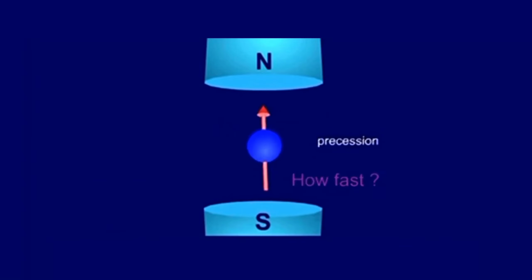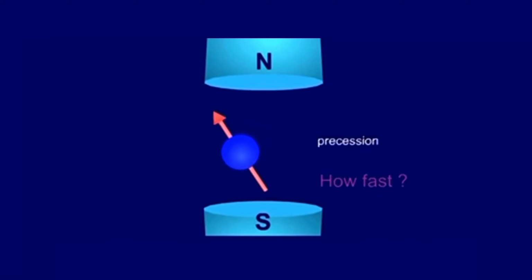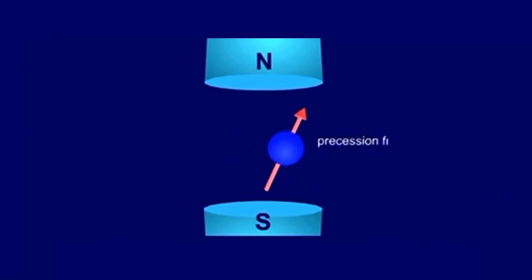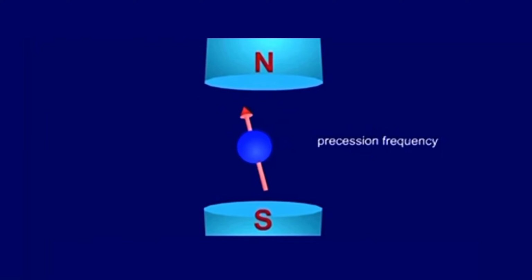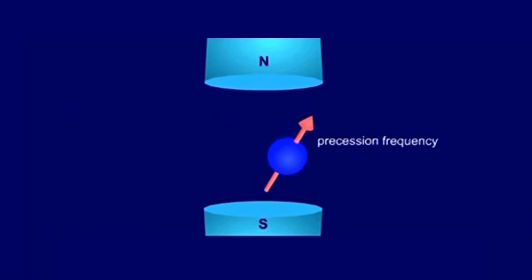For reasons we will learn later, it is important to know how fast the nuclei precess. This speed can be measured as precessional frequency. That is, how many times the nuclei precess per second. This precessional frequency is not constant. It depends on the strength of the magnetic field in which the magnetic nuclei are placed. The stronger the magnetic field, the faster the precessional rate, and the higher the precessional frequency.